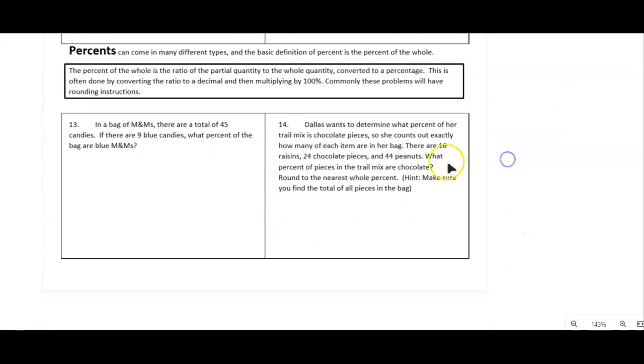Okay, next up, percents. Percents can come in many different types, but the basic definition of percent is percent of the whole, or the part over the whole. So what we're looking for is part divided by whole, and then we convert to a decimal and multiply by 100%. And they do often have rounding instructions.